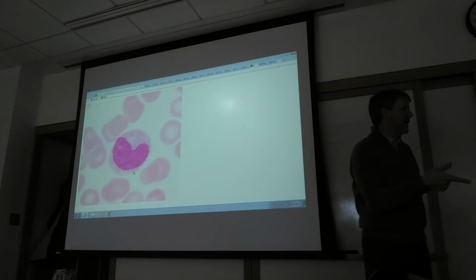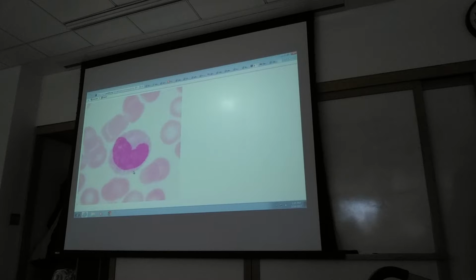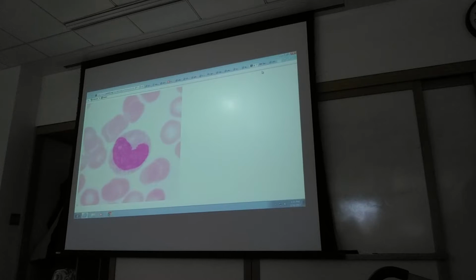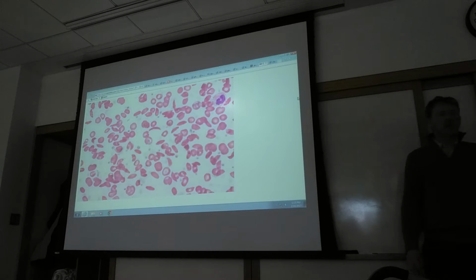I'll let you attack in a second. You grab your microscopes, see if you can find these. You'll point at some things and say, I think I got a basophil, and then I'll come over and crush your hopes. This is a slide of sickle cell disease.